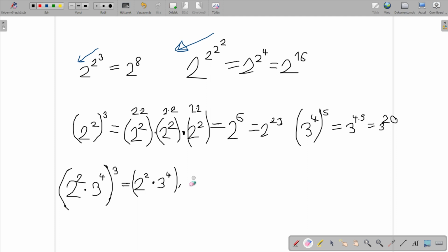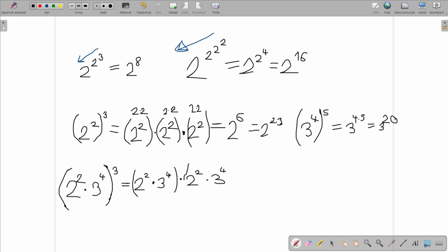I mean, we can put out the parentheses, they are essentially not needed, but I'm doing it so it will be a little bit more obvious. Then we have 2 to the second power times 3 to the fourth power once again. So, 2 squared times 3 to the fourth power. We are going to write this one down once again.